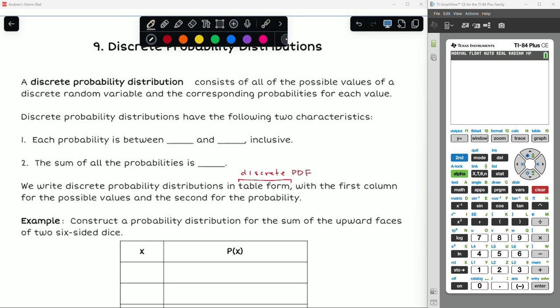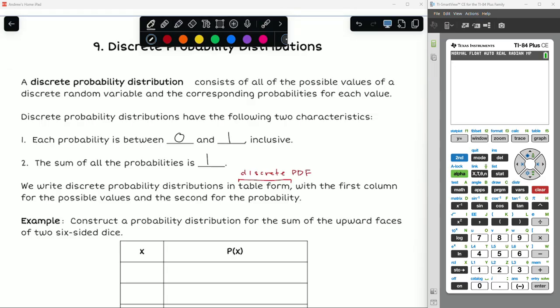Before we go ahead and build one and take a look at how it works, a couple of reminders. Discrete probability distributions have to follow the same two rules that probability follows in general. First, each individual probability has to be a number between 0 and 1. I can't do worse than never happens. I can't do better than it always happens. And second, the sum of all the probabilities in the probability distribution has to equal 1, because I will have accounted for all of my possible outcomes.